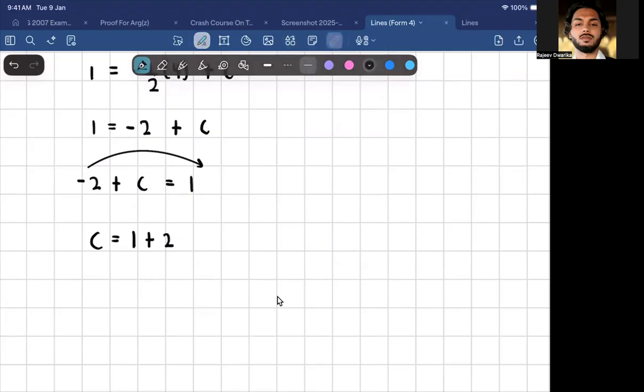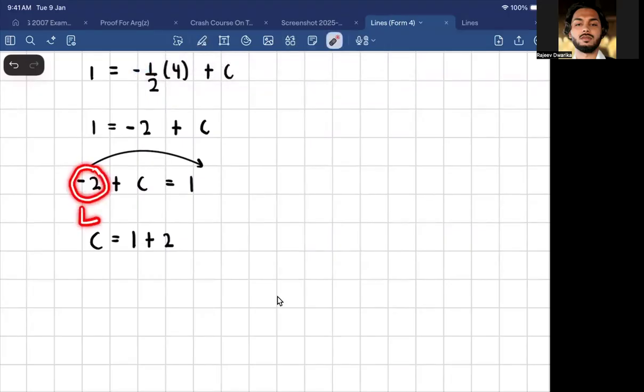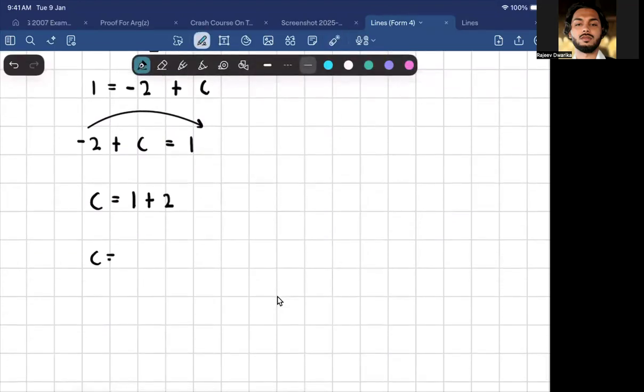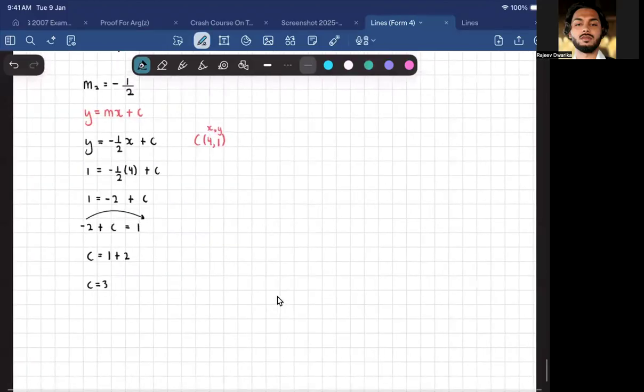Right, Joshon? So because you're taking minus 2 on the left-hand side and moving it across to the right-hand side, this negative is going to turn to a plus. So 1 plus 2. Right? So c is going to be equal to 3. That being said, we have everything now. We know what m is and we know what c is. So Joshon, see if you could write the final equation for me. So what do you think it would be? y is equal to what?